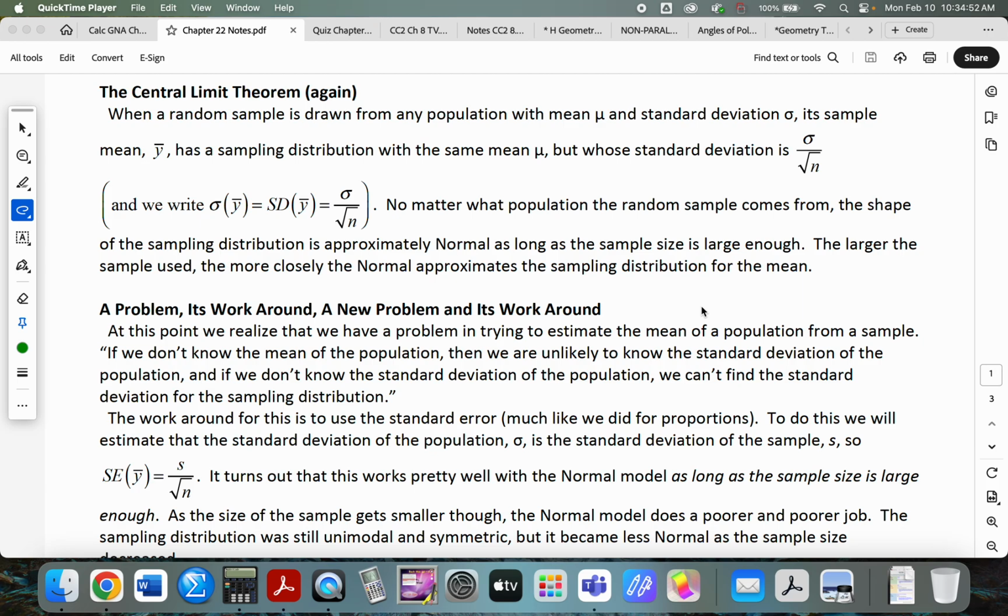Here we have some problems, though. At this point, we realize that if we're trying to estimate the mean of a population from a sample, if we don't know the mean of the population, then we probably don't know the standard deviation of the population either. And if we don't know the standard deviation of the population, we can't find the standard deviation for the sampling distribution. You're like, oh, well, what are we going to do? The workaround for that is to use the standard error, just like we did with proportions. To do this, we'll estimate that the standard deviation of the population is the standard deviation of the sample.